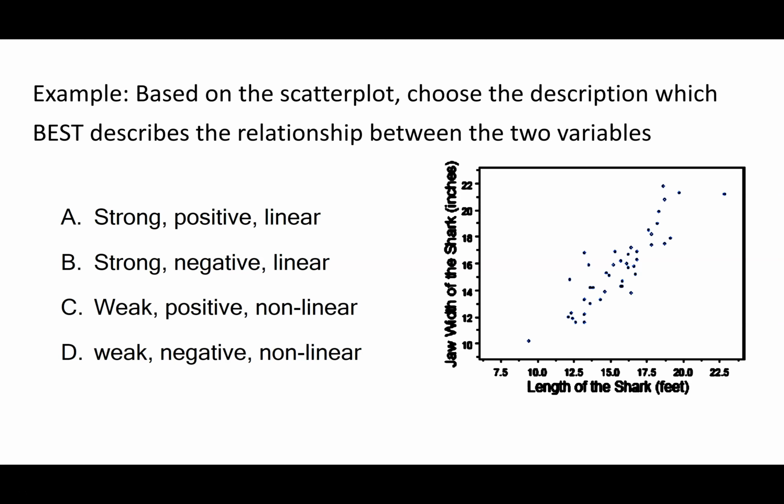So, an example here. We have a scatter plot. It looks like the jaw width of a shark in inches and the length of a shark. We want to choose the description that best fits these two variables. So I'll give you a moment. It's a great place to pause, and we'll move from there.